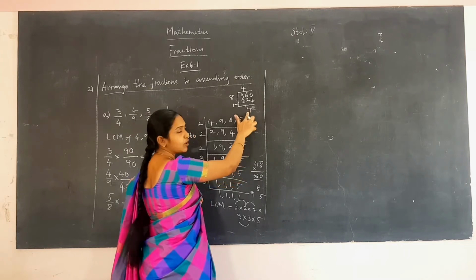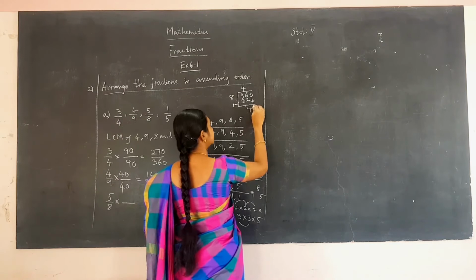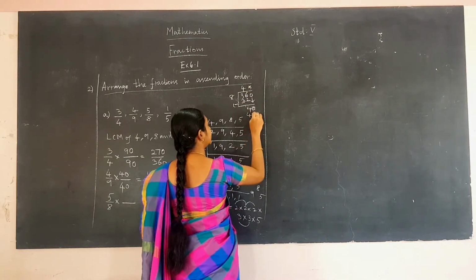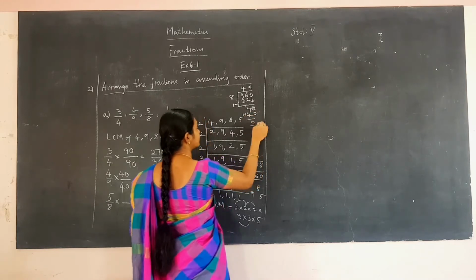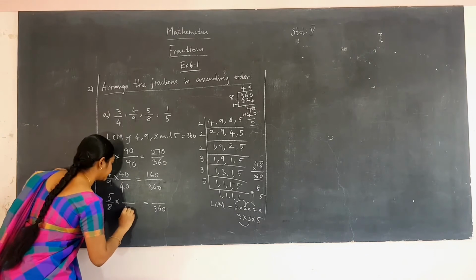4 is smaller than 8, so we cannot divide. So we have to bring the 0 down. 5 8s are 40. 40 minus 40 is 0. So we have to multiply it with 45.